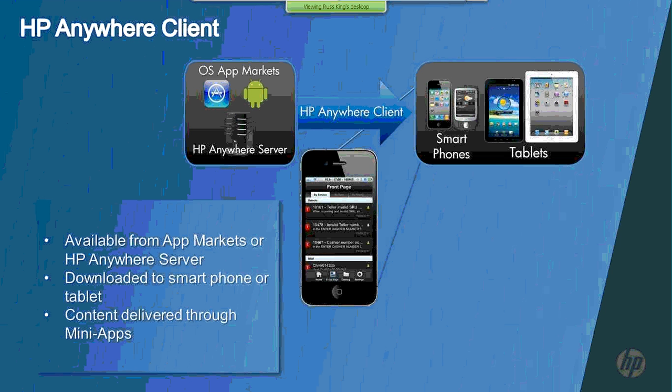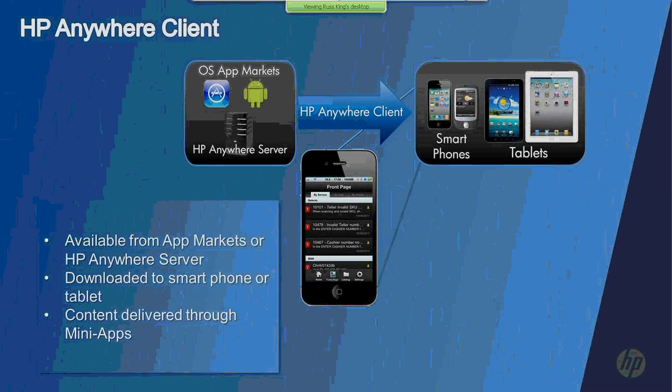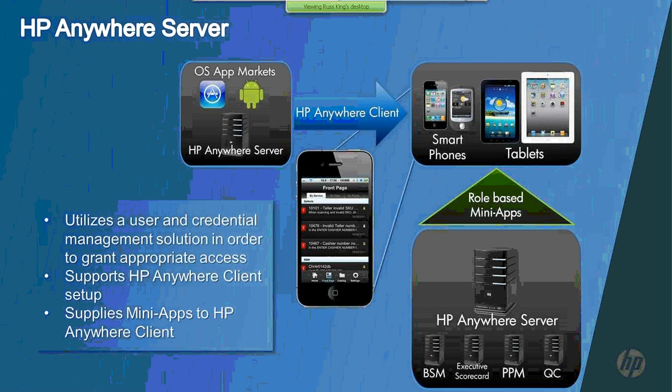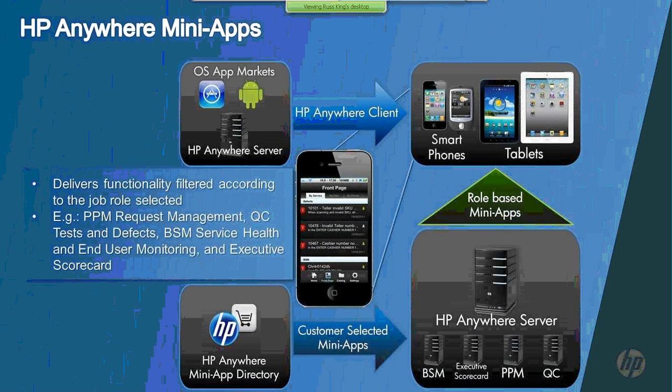So, how does it work? The HP Anywhere client itself is in the OS apps market, so the App Store for the iPhone or the Android Marketplace. With your smartphone device or tablet, you basically go download HP Anywhere on your device. Once you do that, you configure your HP Anywhere solution to connect up to the HP Anywhere server via credentials, to be able to then access the mini apps for these back-end solutions like DSM, Executive Scorecard, PPM, Quality Center. And once again, the mini apps are actually delivered from the HP Live Network into this server.